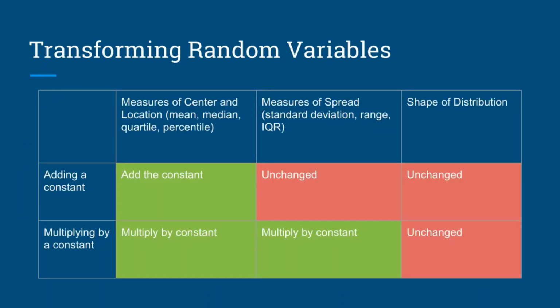As for transforming the variables, adding or subtracting a value from a random variable will change the measures of center and location by that amount, but the measures of spread will be unaffected. When multiplying or dividing the random variable by a value, measures of center and measures of spread will be multiplied or divided by that value. Neither type of linear transformation will change the shape of the distribution.